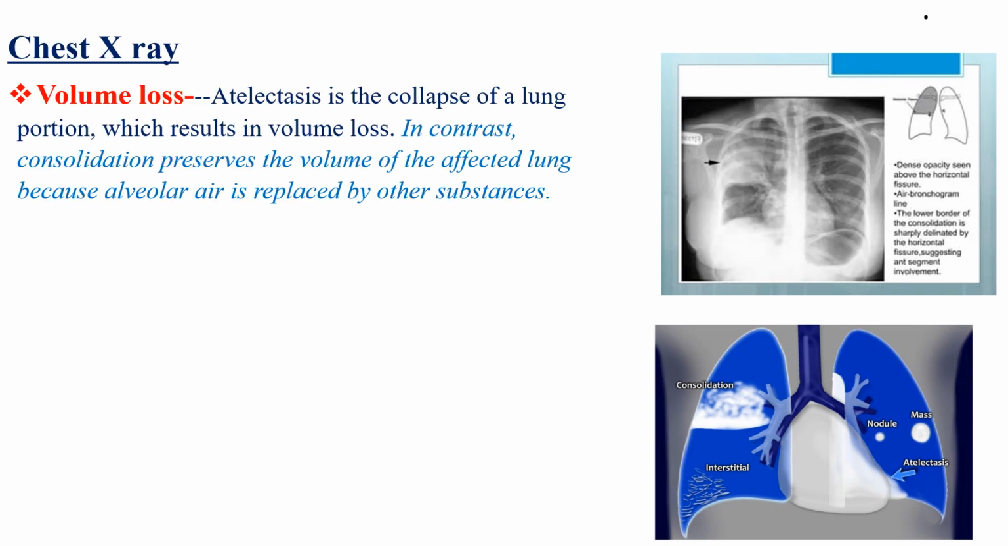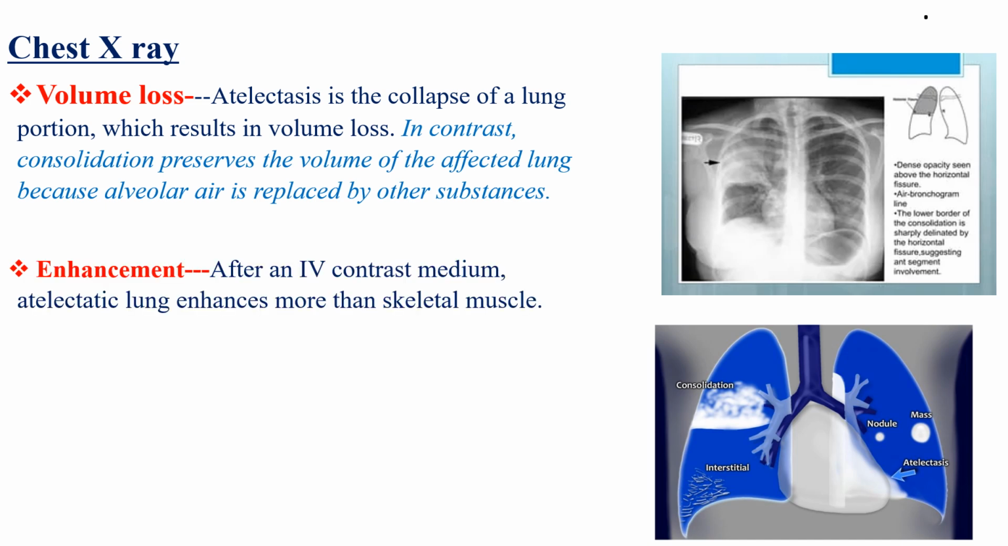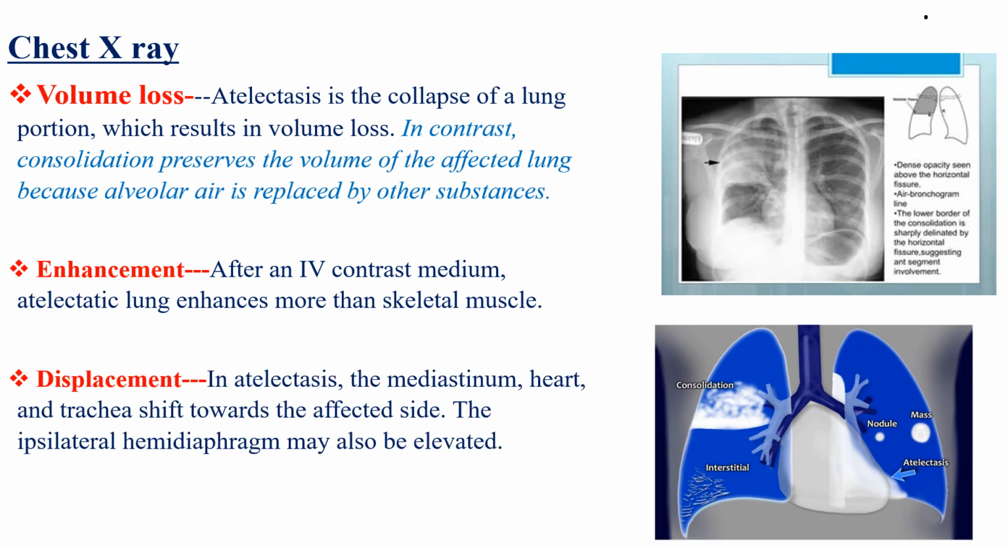The first one is by looking at volume. Atelectasis is the collapse of a lung which results in volume loss. In contrast, consolidation preserves the volume of the affected lung because alveolar air is replaced by other substances, so there is no volume loss. After an IV contrast medium, atelectatic lung enhances more than skeletal muscle.